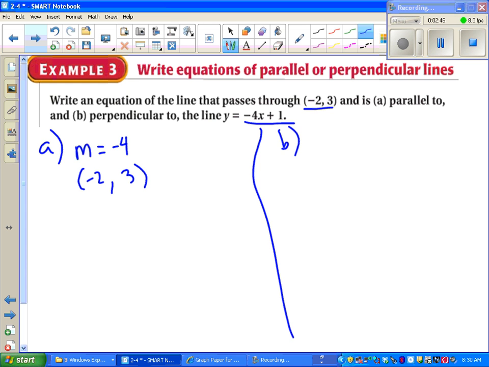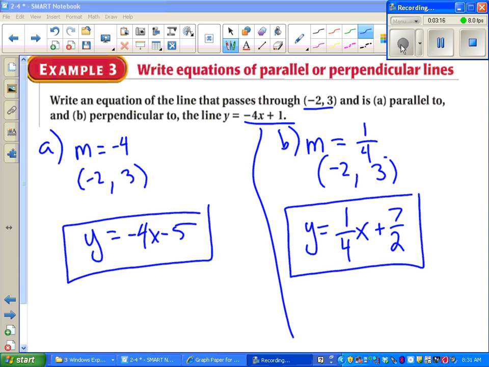Part B says to do almost the same thing, except we want a line that is perpendicular. So instead of -4, we use the multiplicative inverse and the opposite. So the opposite inverse, and we get +1/4. But I'm using the same point. From here, you go through your point-slope form again, and you get your two equations of your lines. I suggest you try this on your own. I'm going to put answers.